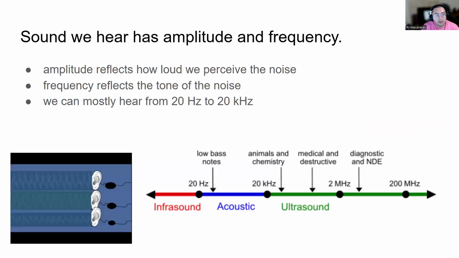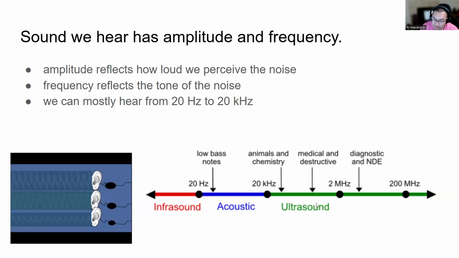Pretty easy. All right. So the sound that we hear has amplitude and frequency, right? And the amplitude reflects how loud this perceived noise is, and the frequency reflects the tone of the noise, right? So my voice frequency is relatively low, right? So it's probably on the lower end of this acoustic spectrum, but it's not so low that we can't hear it. And so the acoustic spectrum, right, is where we hear noise, and this is from 20 hertz to 20 kilohertz. But there's also these other ranges called infrasound and ultrasound, right?